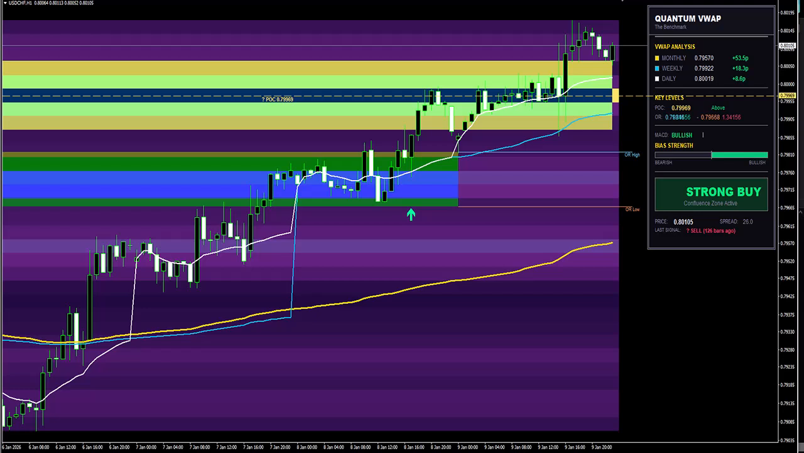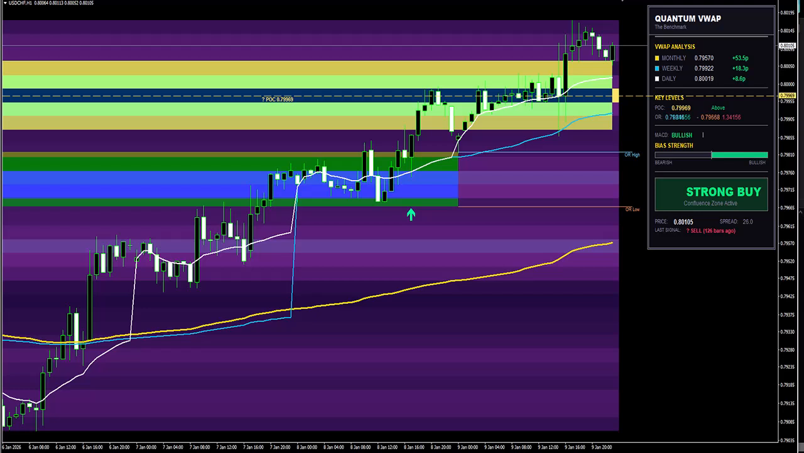Most traders use it as a kind of fair value line. When price is above VWAP, buyers are generally in control. When price is below VWAP, sellers are in control. It sounds simple, but this simple idea helps you quickly understand market bias without overloading your chart with indicators. Now let's talk about how traders actually use it in real trading.